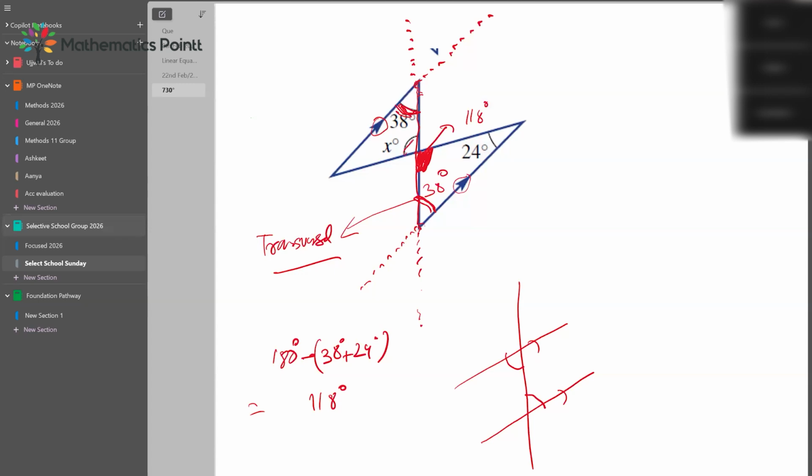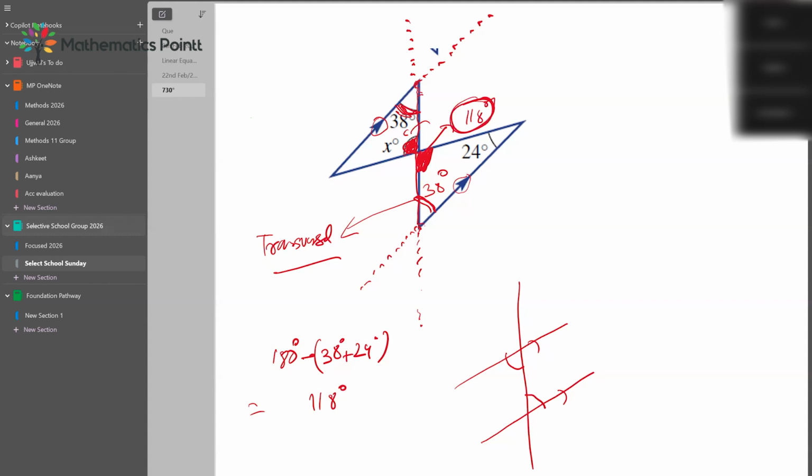So what is X? X is equal to 118. Why did I say that X is 118? Can someone tell me why? The moment I found this, I said X is 118. Why? Vertically opposite angles. Exactly.